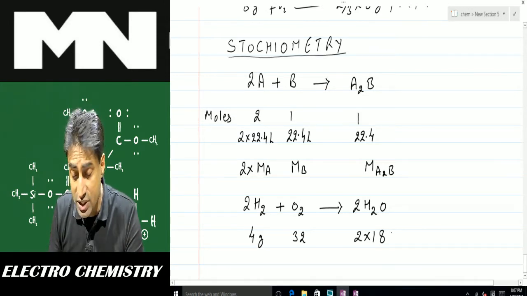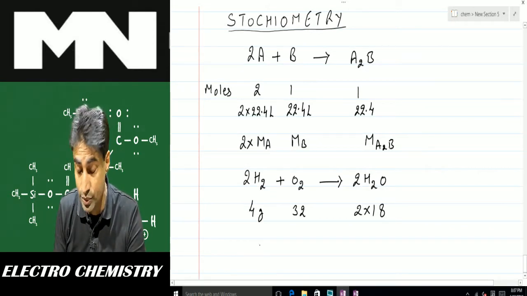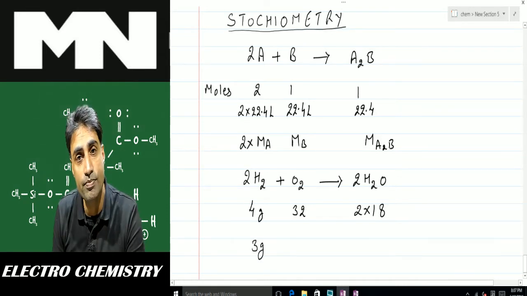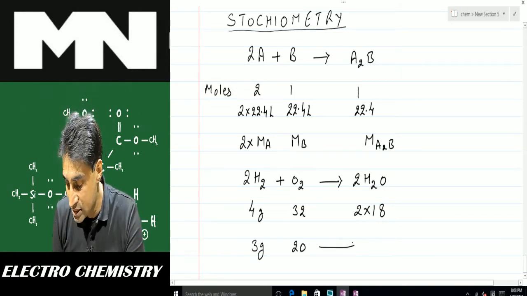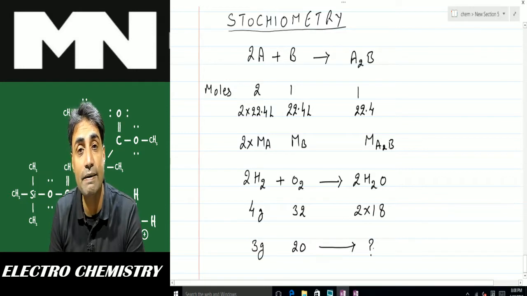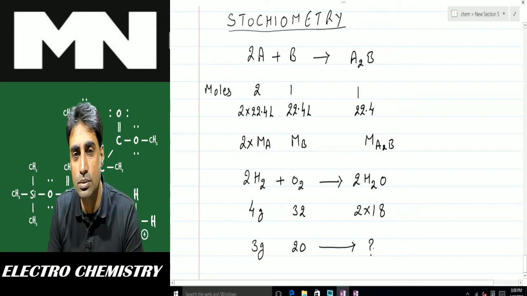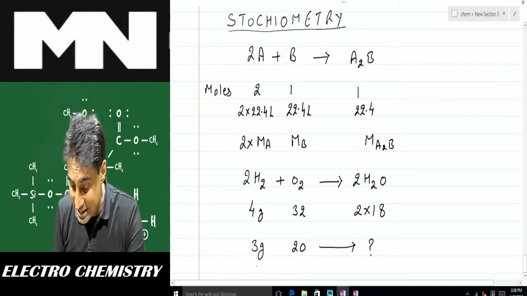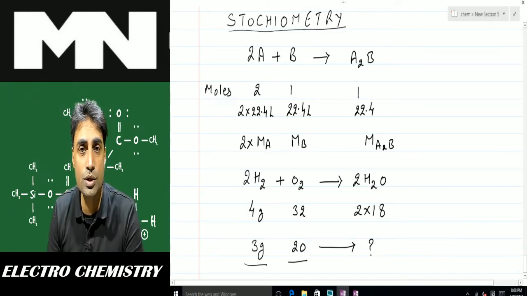But what if this equation is given in a different way? If a question is asked where I have been given, say, 3 grams of hydrogen and 20 grams of oxygen, and I have been asked how many grams of water I'll get. Well, in that case, the first thing I have to do is select the limiting reagent. I have to see which among these two reactants, hydrogen and oxygen, is in lesser quantity.